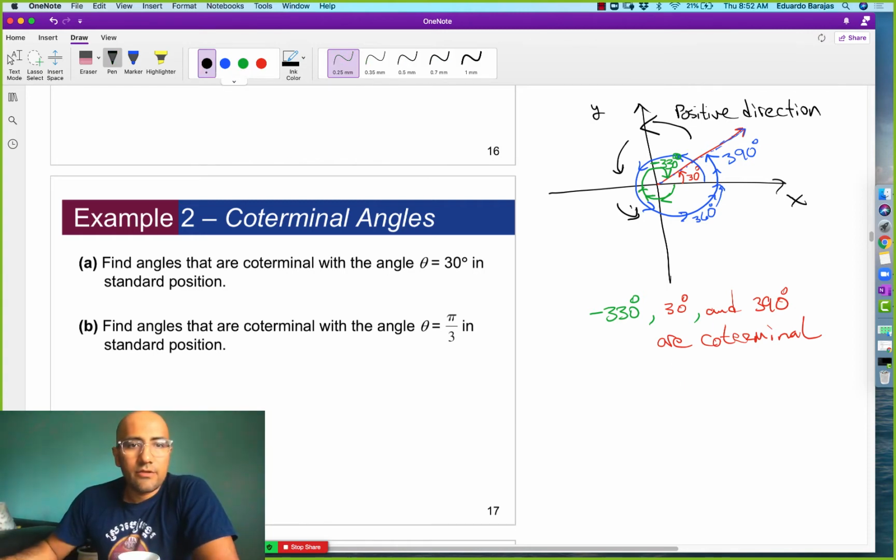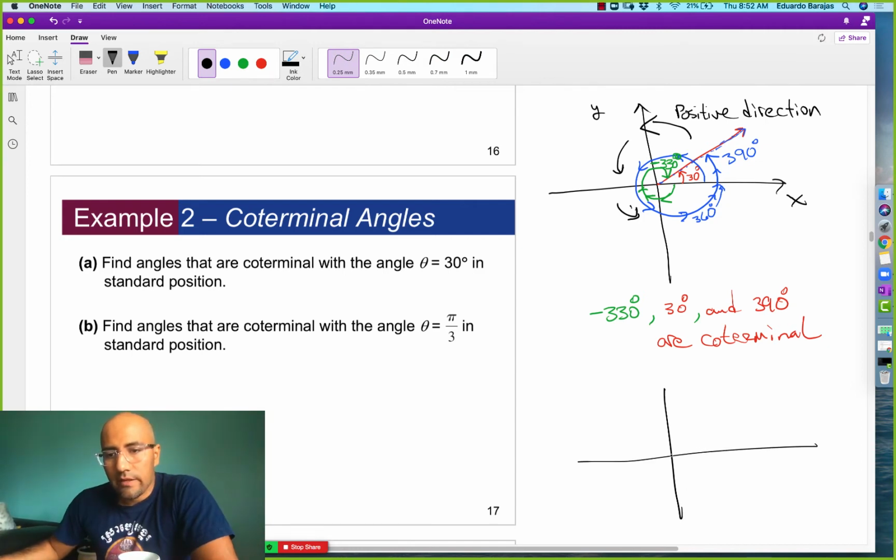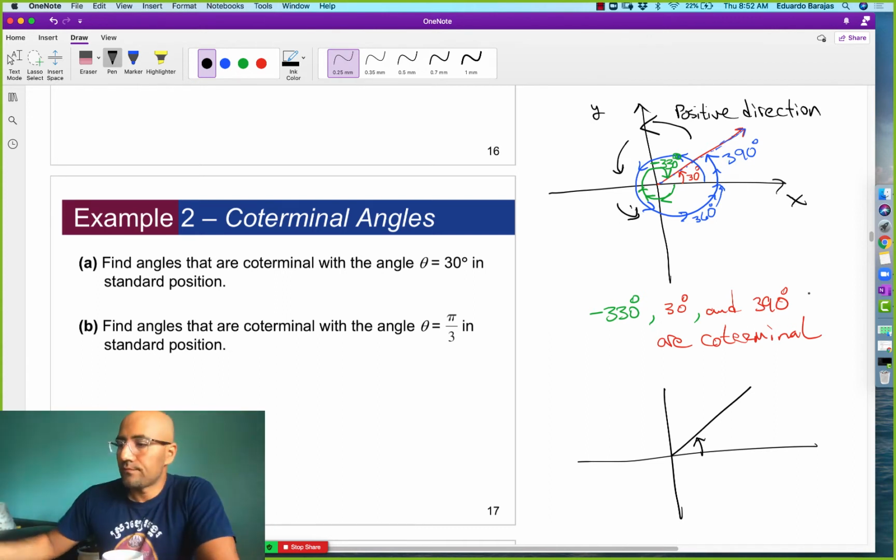No matter how you describe it, they all end up describing this angle that opens up this much. How do we describe this? Well, we can describe it by any one of these angles theta.